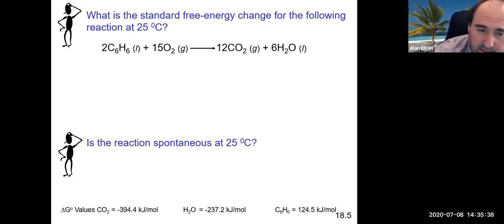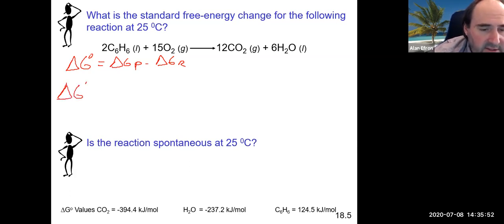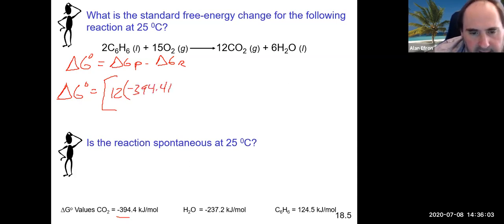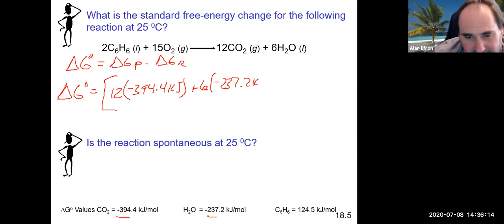And again, here we're going to use the delta G equals the delta G of our products minus the delta G of our reactants. And again, we want to make sure we do take into account the coefficients that we see there. So on our product side, we have 12 CO2s and looks like it's minus 394.4 kilojoules. We're going to add it to 6 times the value for water, which down here, we'll go with this number here, minus 237.2. And that takes care of all of our product side.